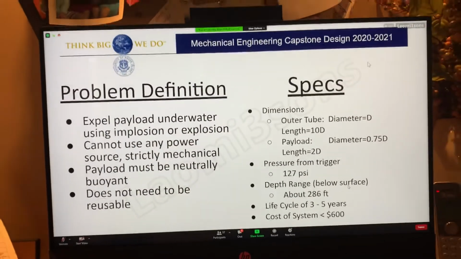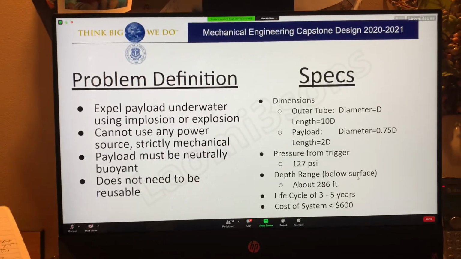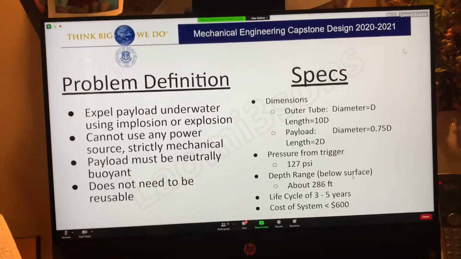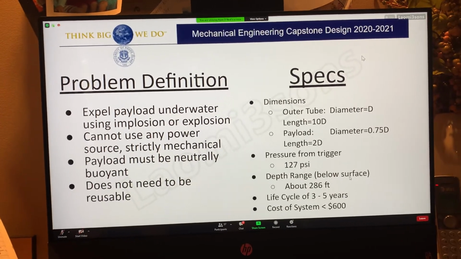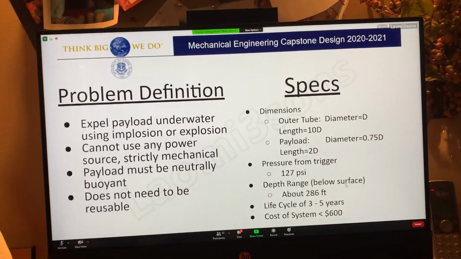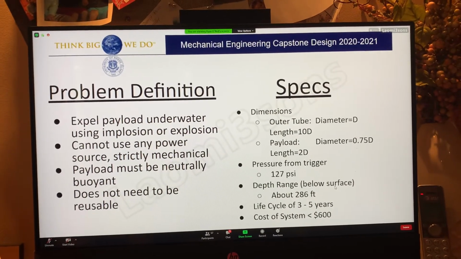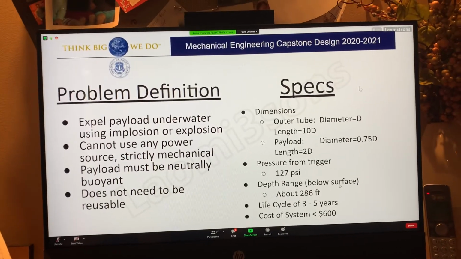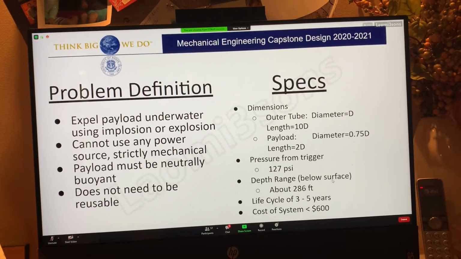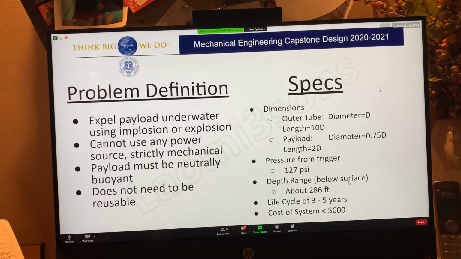So for our project, we had to expel a payload underwater using an implosion or explosion. We use implosion simply because it's based on pressure, and pressure increases the farther down you go underwater. The system cannot use any power source whatsoever, so it's strictly mechanical only. The payload must be neutrally buoyant, and the system does not necessarily need to be reusable, but it would be better if it was. The project included size constraints.